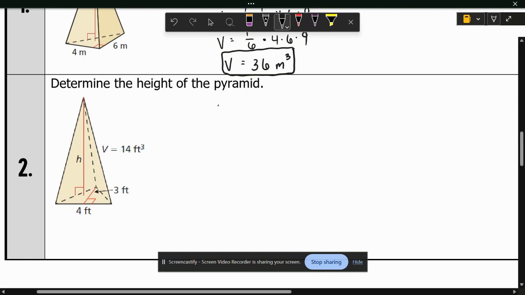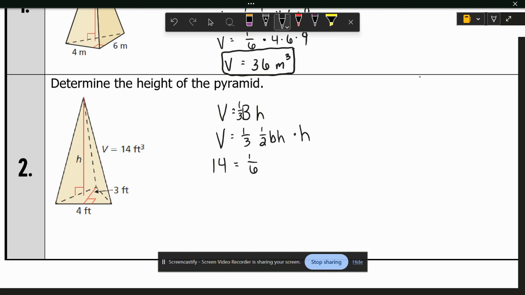So let's go ahead. I'm going to rewrite this again. V is equal to base times height. And remember, our pyramid this is 1/3. I keep forgetting that. 1/3 the base times the height. And the base is 1/2 BH of the triangle times H. So it tells us that our volume is 14, so we'll plug that in for V. We've got 1. I'm going to combine that to be 1/6, 1/3 times 1/2. And then our base and our height of our triangle, so 4 times 3. And then what we're trying to find, which is the whole height of the pyramid, H.